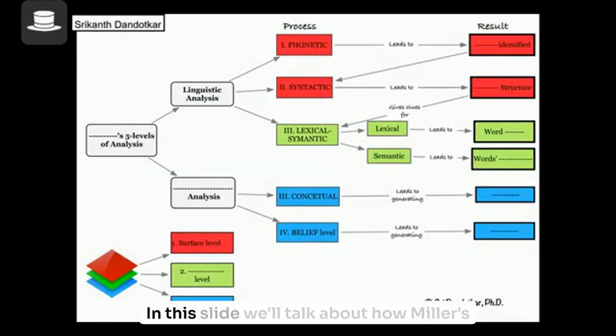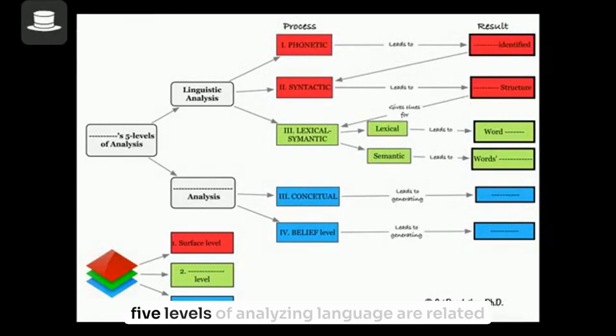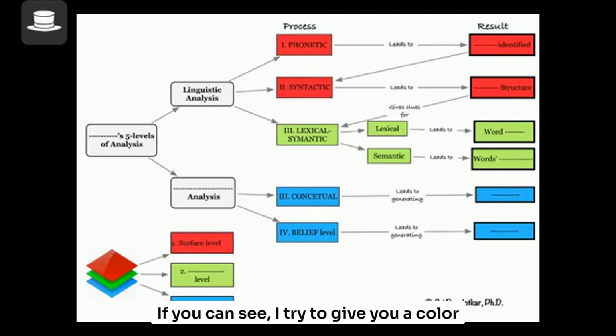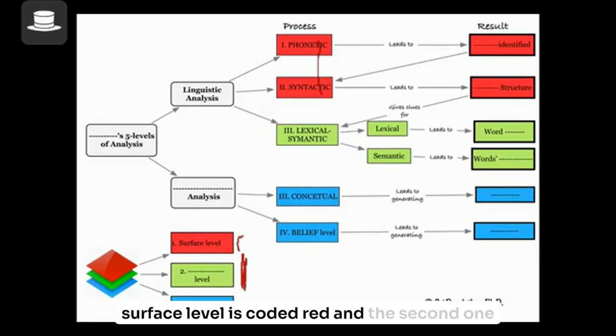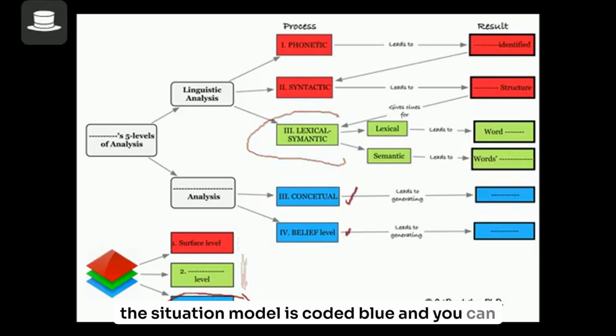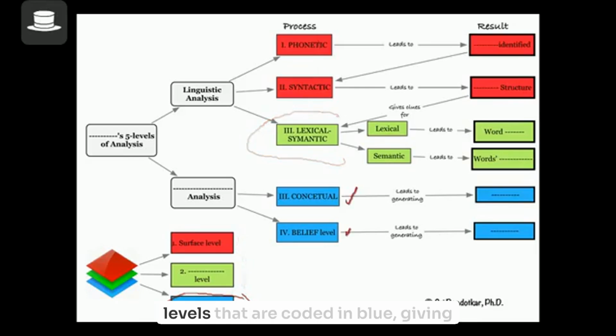In this slide, we'll talk about how Miller's five levels of analyzing language are related to Kintsch's three levels of representing meaning. I tried to give you a color-coded clue. I don't know if you were able to actually identify that. You can see the surface level is coded red, and the second one, the text base, is coded in green. The lexical semantic is coded in green, and the situation model is coded blue. And you can see the conceptual and belief levels are coded in blue, giving some clues about how this might be related.